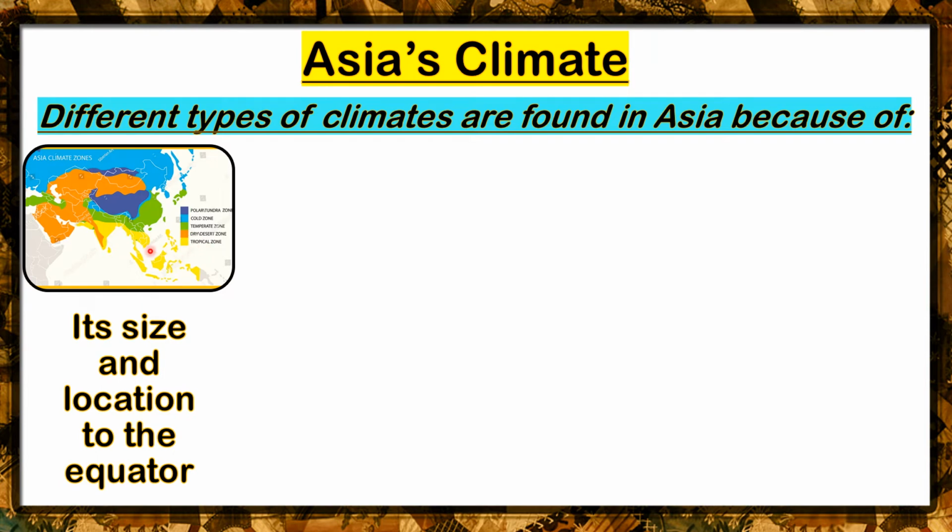So there are many types of vegetation that are growing in these different types of zone. Well, of course, it depends on the location of your place.